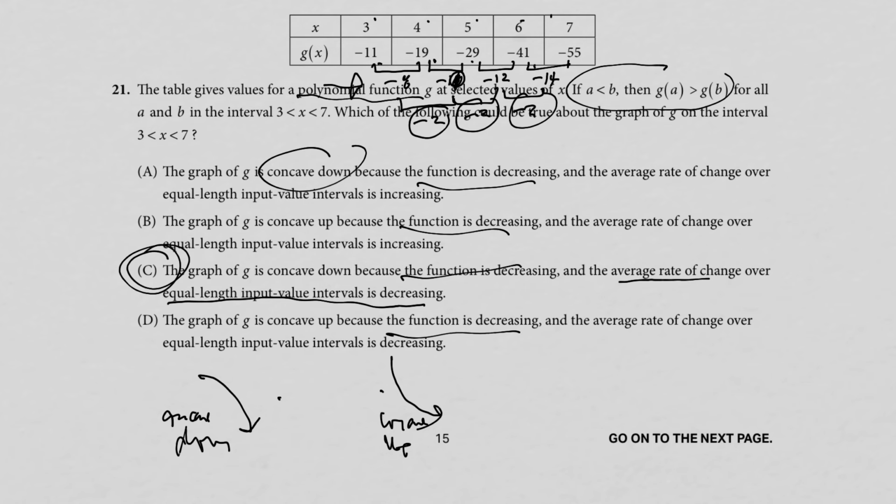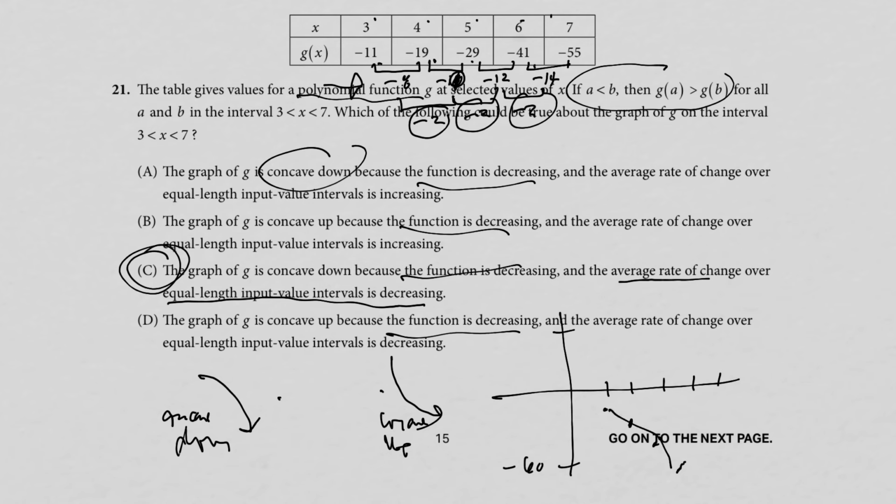Now you could draw a little picture of this. 3, 4, 5, 6, 7. I guess it's a little tricky to draw it accurately. Minus 60. So 3 is at minus 11. And then it goes down to minus 19. See, it's going down by more each time. Yeah. So you could actually see it's part of a frown. So it is concave down.